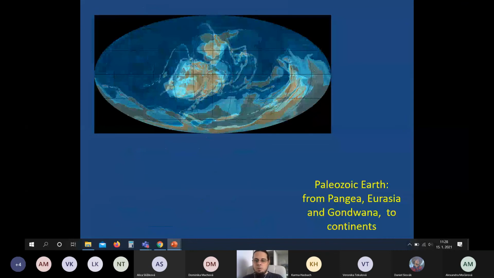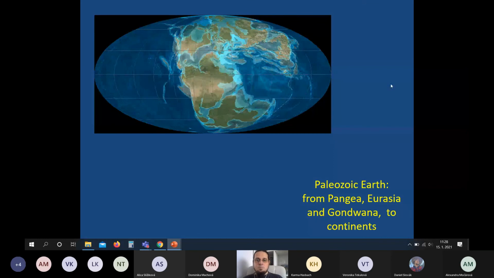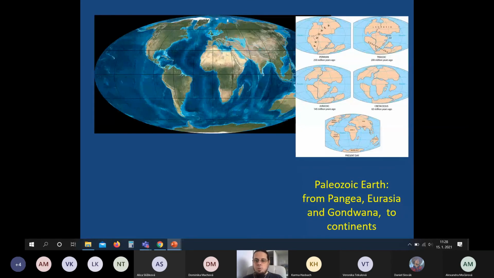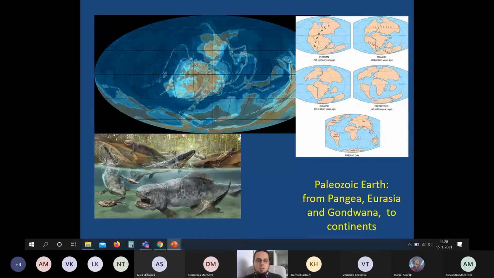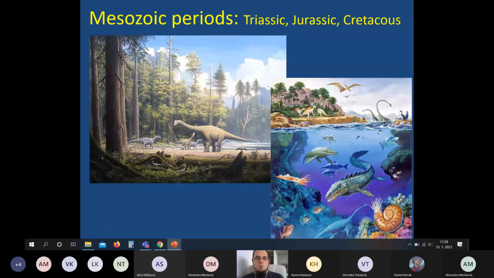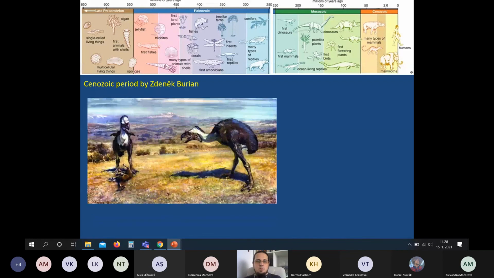Okay, one of the examples of the Paleozoic era, from Pangaea, Eurasia, Gondwana to other continents, and also the reason why some animal species are here. So a couple more pictures and more examples. It was really fun to look for these early animals. From the Mesozoic period: Triassic, Jurassic, and Cretaceous. A couple of pictures, of course idealistic, but only to show as many species as possible. And even the Cenozoic period after the extinction of the dinosaurs.